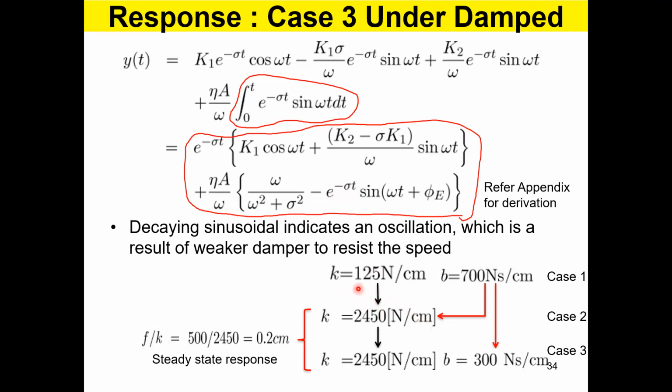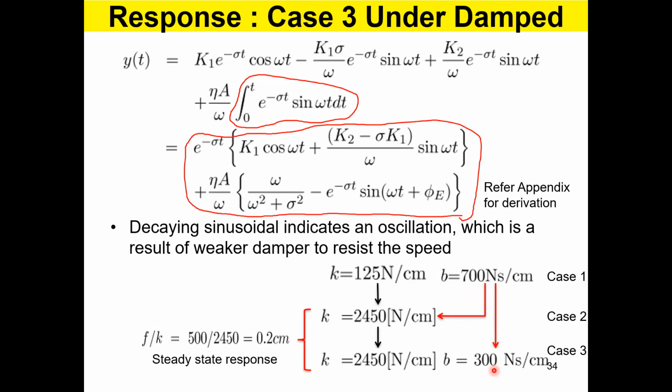Now, we started off the spring with 125 newtons, and then we increased it to 2,450 newtons. Now, we will keep it as it is and reduce the damper to make it a little weaker. From the initial 700, now we'll bring it to 300. So with this one, we are only going to change the damper. We are keeping the same spring.